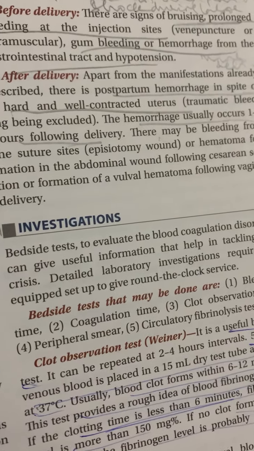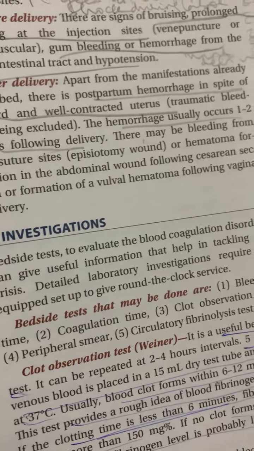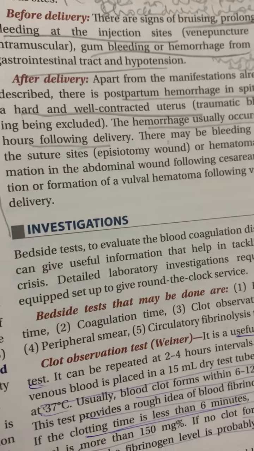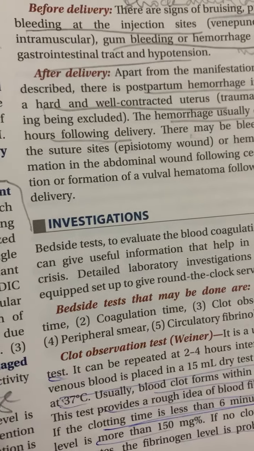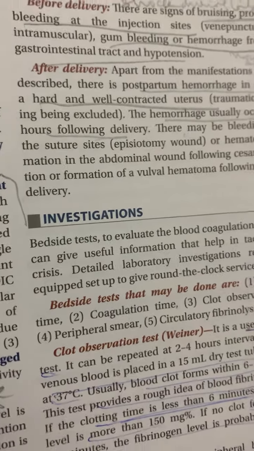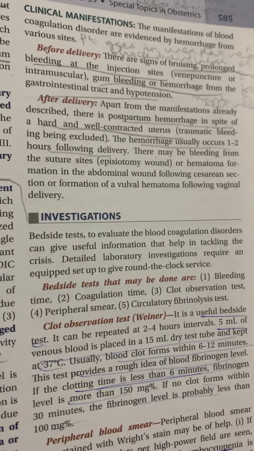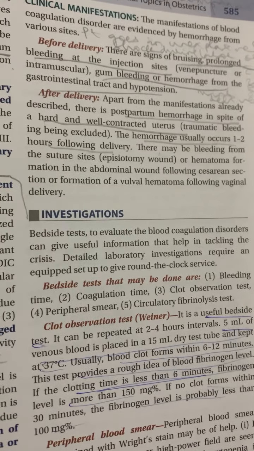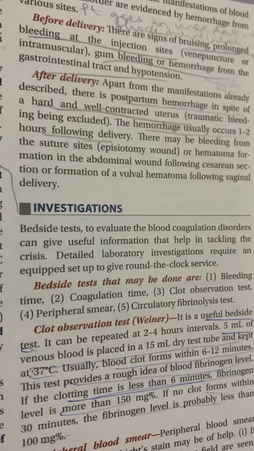And when we check the feel of the uterus, normally postpartum hemorrhage is because of atonicity, but here the uterus is firm, good, hard, well contracted. So the next thing that comes to our mind is traumatic PPH. So we rule out causes of trauma, and there we see that there is PPH, and hemorrhage is occurring usually 1 to 2 hours after delivery. Bleeding can be there from the episiotomy wound, and hematomas, vulval hematomas, etc. can be formed.